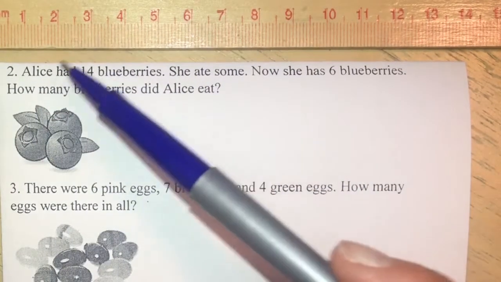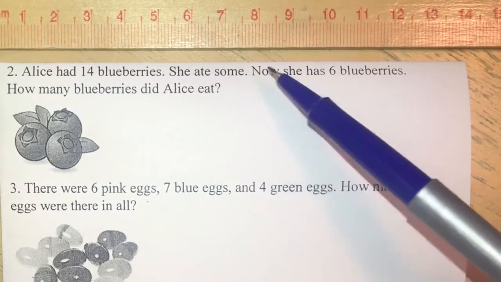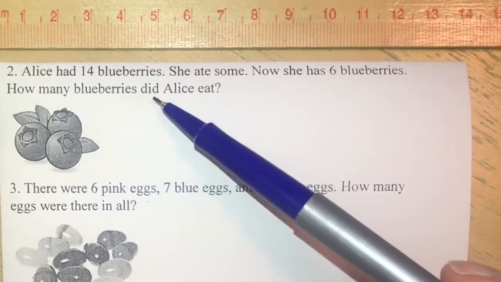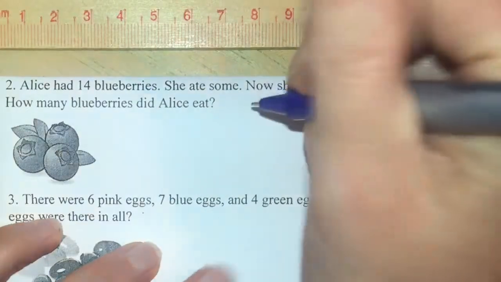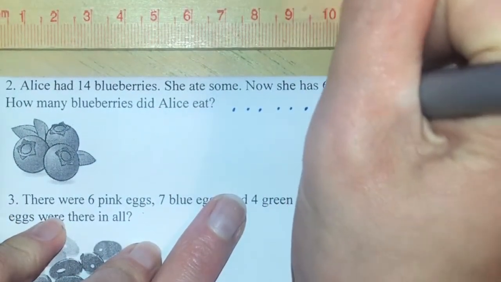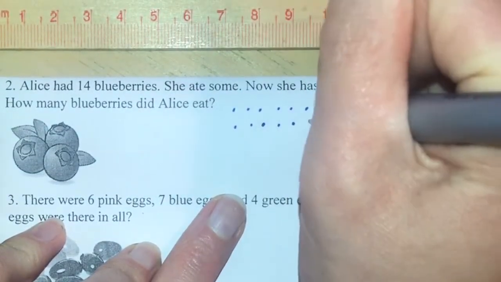The next problem says Alice had 14 blueberries. She ate some. Now she has 6 blueberries. How many blueberries did Alice eat? There are no keywords here, but there are still different strategies we can use to solve the problem. The first is drawing a picture. So I'm going to go ahead and start by drawing Alice's 14 blueberries. 1, 2, 3, 4, 5, 6, 7, 8, 9, 10, 11, 12, 13, 14.